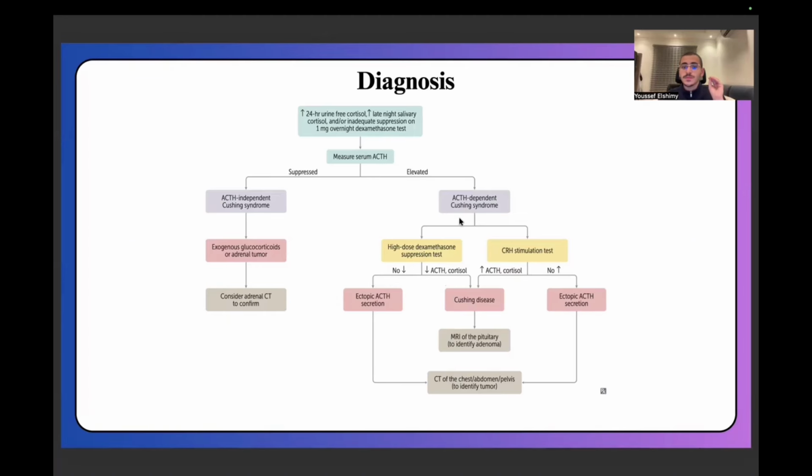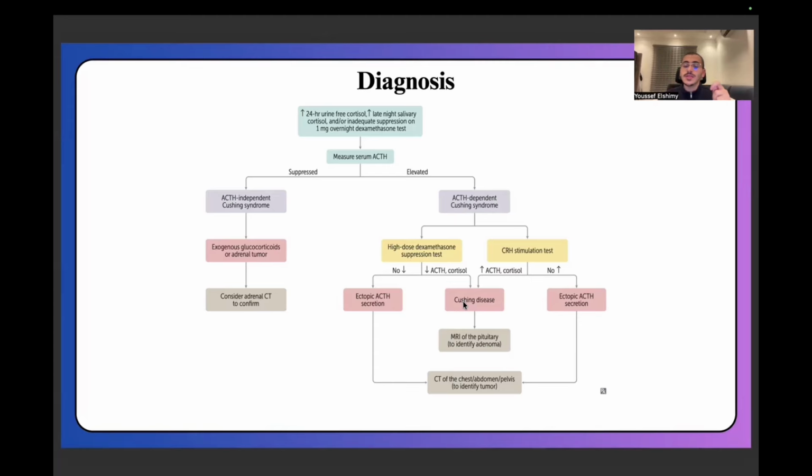Okay, so after you establish that the ACTH is elevated, how would you proceed? So it's ACTH dependent, in which ACTH increases the cortisol. How would you differentiate if it's ectopic or a pituitary adenoma? You give a high dose dexamethasone suppression test. If it's suppressed, it means it follows the HPA axis. It means that it is Cushing disease.